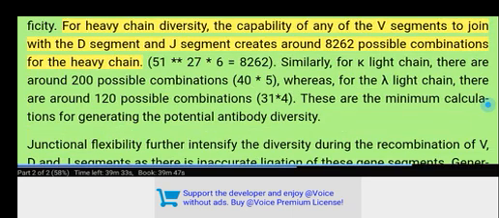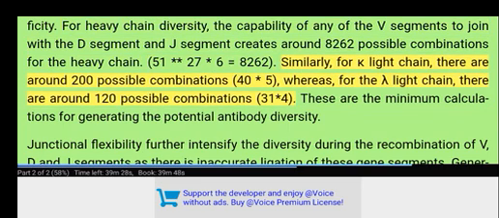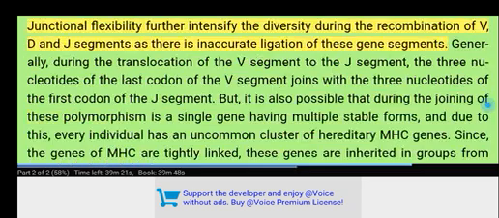For heavy chain diversity, the capability of any of the V segments to join with the D segment and J segment creates around 8,262 possible combinations for the heavy chain. 51 × 27 × 6 equals 8262. Similarly, for kappa light chain, there are around 200 possible combinations, 40 × 5, whereas for the lambda light chain, there are around 120 possible combinations, 31 × 4. These are the minimum calculations for generating the potential antibody diversity.